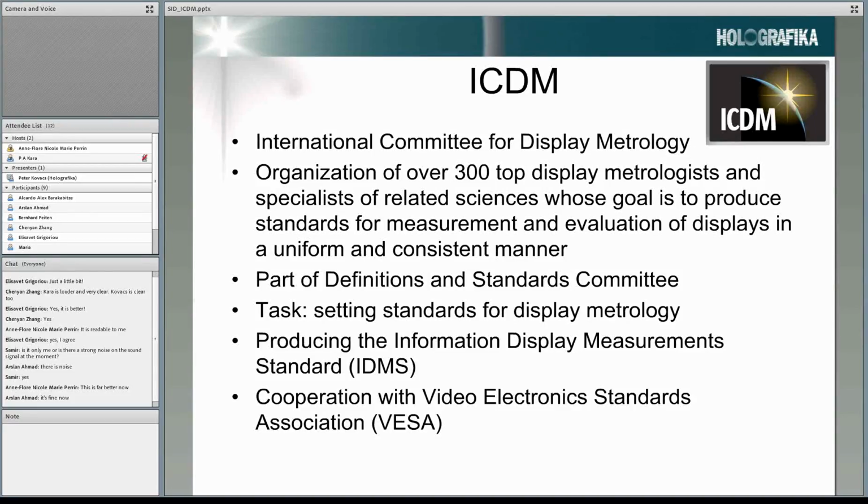which is made up of over 300 display metrologists and specialists in display-related ideas, who run this joint activity of producing a standard for measurement and evaluation of displays in a uniform and consistent manner, so that they address this problem which I mentioned during the beginning of the presentation. And the name of this standard is the IDMS, the Information Display Measurement Standard. And the ICDM is running this activity in cooperation with VESA, which is the Video Electronic Standard Association.